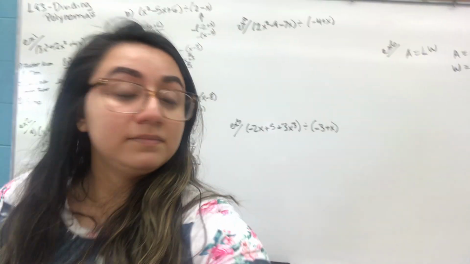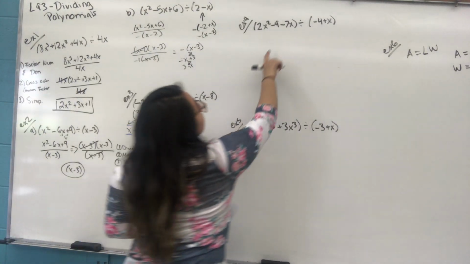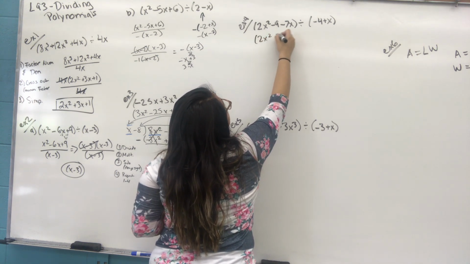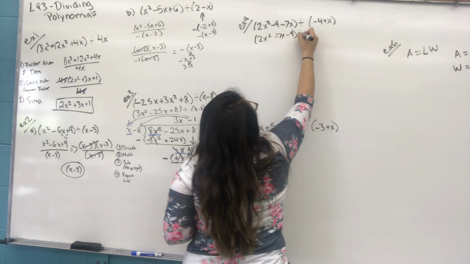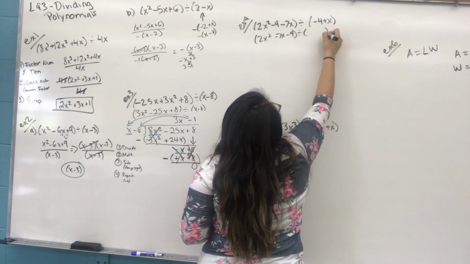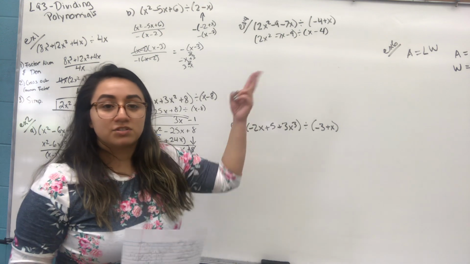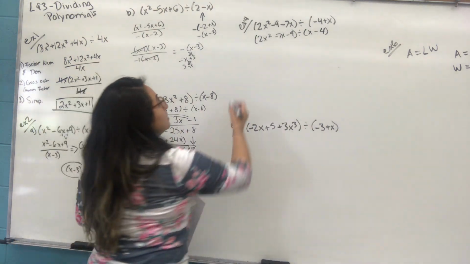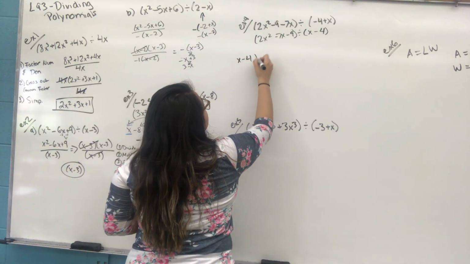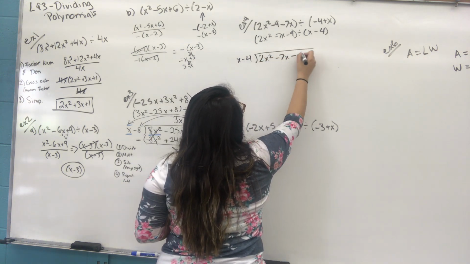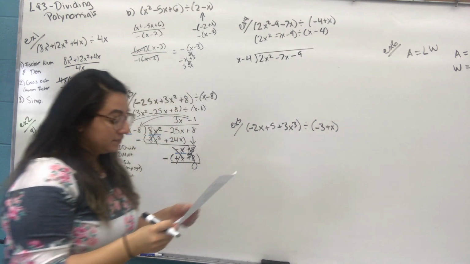Next one. Here, 2x squared minus 9 minus 7x. Make sure they're in descending order. This one wasn't. 9 divided by, and this again, I don't like the x being second. I prefer being first. So x minus 4. All I did was just switch it. Now let's go ahead and divide. We have our x minus 4 divided by our 2x squared minus 7x minus 9.